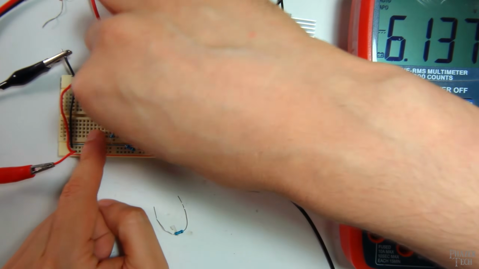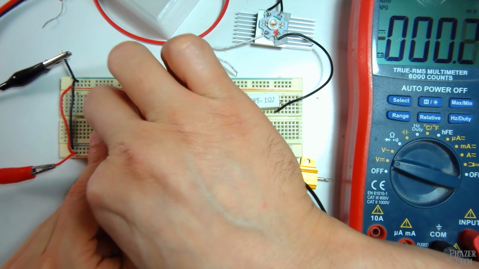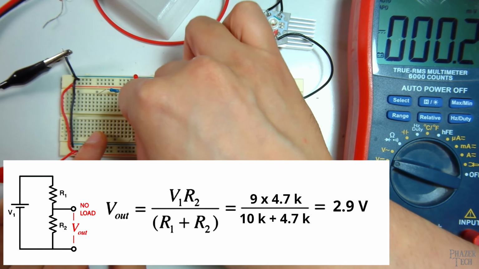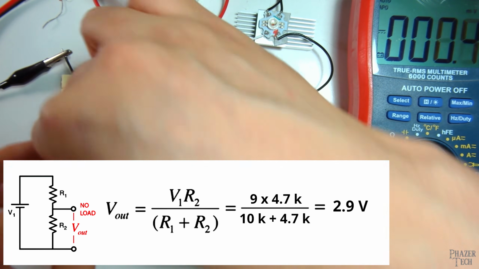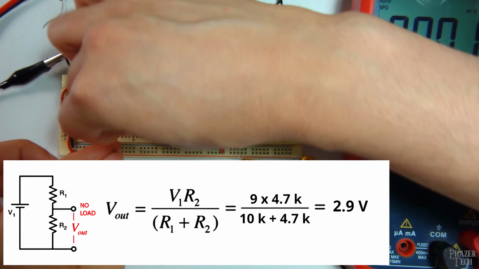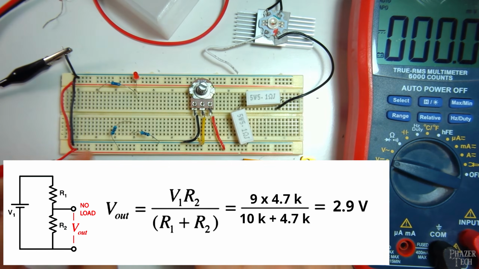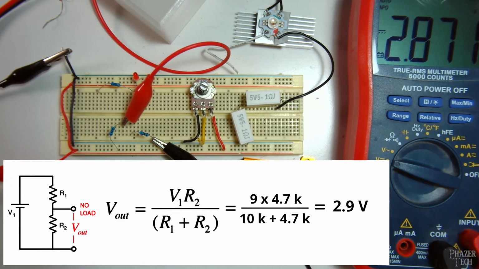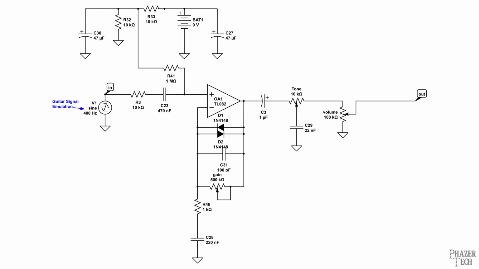Now let's swap these two resistors around so that R2 is the smaller value now. So just give me a second here. Okay, now let's measure. Yep, so that's 2.8 volts, and that's pretty close to 2.9 volts, which is what you'd get by plugging them into the equation. Now, voltage dividers are pretty common in a wide variety of circuits.